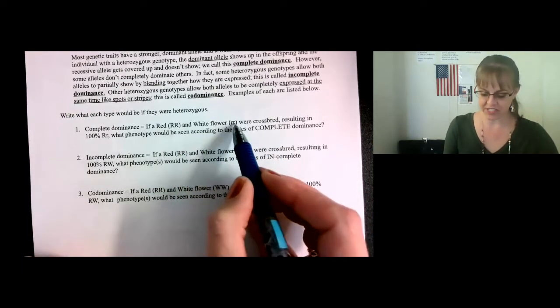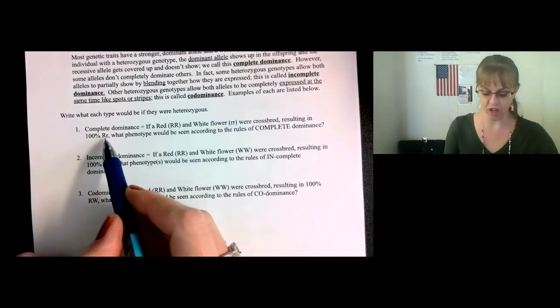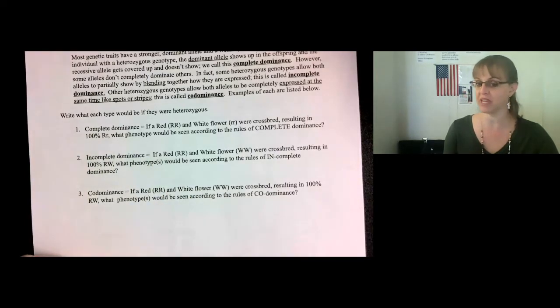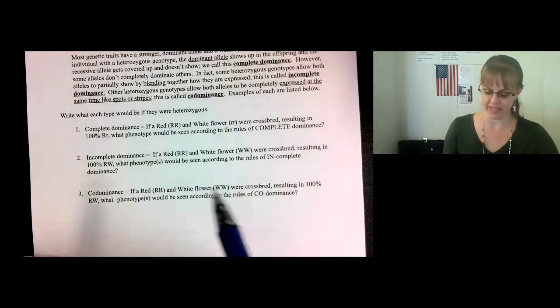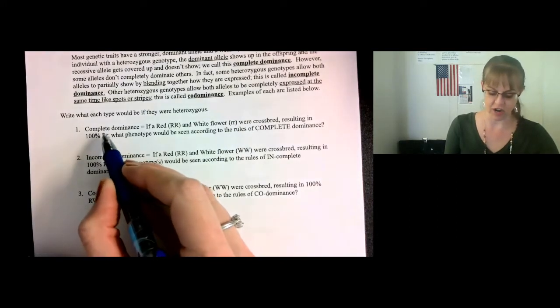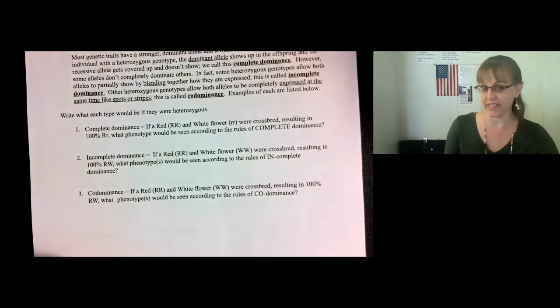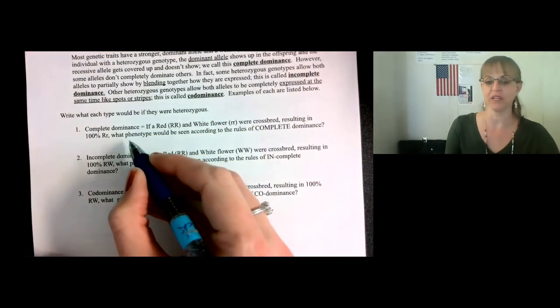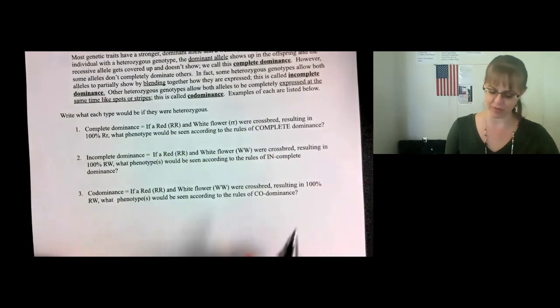So if we cross these two traits and we get all capital R, lowercase r, what phenotype, what physical appearance would be seen? Well, if you have a capital R and a lowercase r, the capital R wins, and you have a red flower. So please write red on your paper.